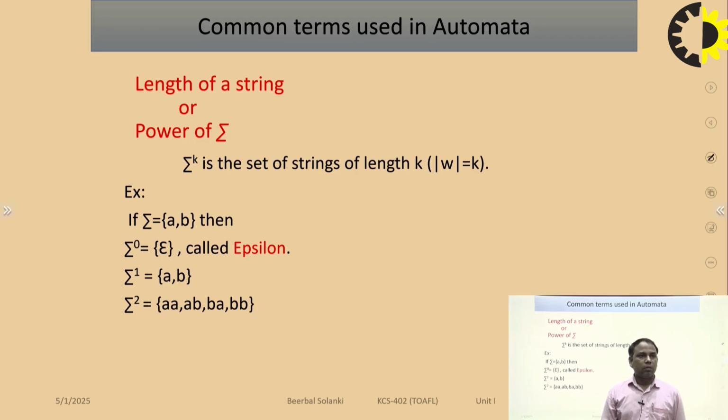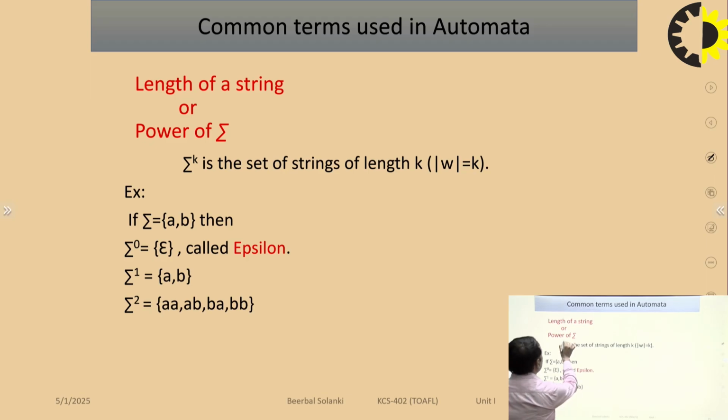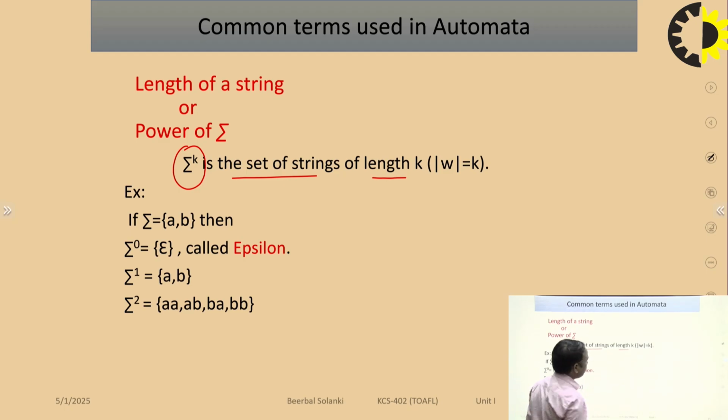The next term is the length of a string, or power of sigma. The power of sigma is the most important feature, that is sigma^k. Sigma^k is the set of strings of length k. Here it is given that the length of the string w depends on k, the number of symbols.